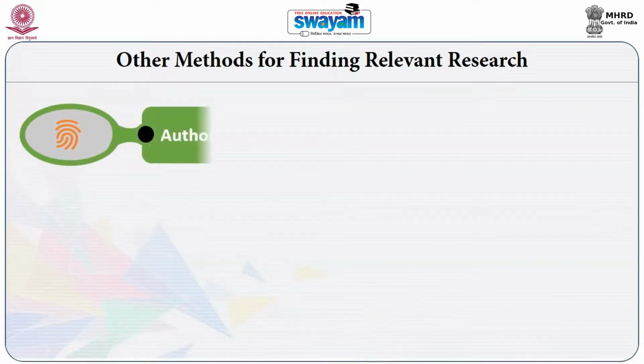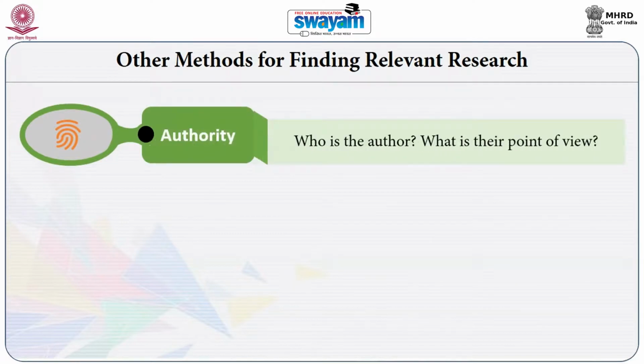The first one is authority. Authority in the sense of who the author is, what the name of the author is, and what the point of view of that author is. You should check who the author is, whether he is an expert in that specific area or not, and where the author belongs, whether he is from a reputed institute or from outside the subject area. Those are the kinds of things you can consider for checking the validity of the authority of a document you are citing.